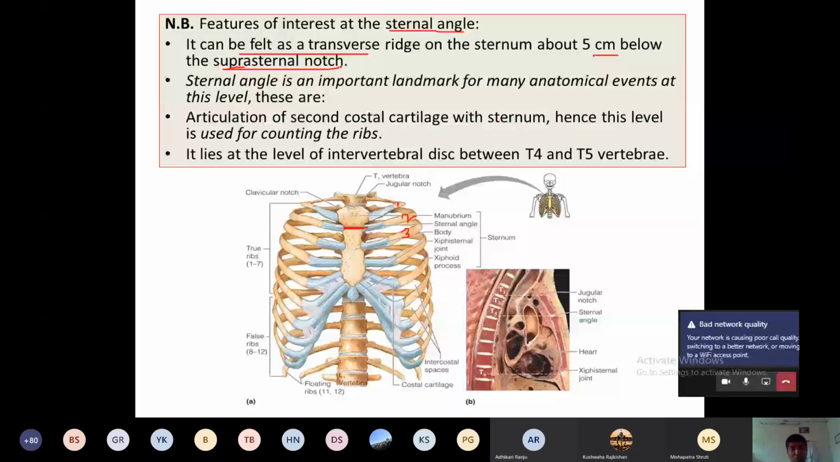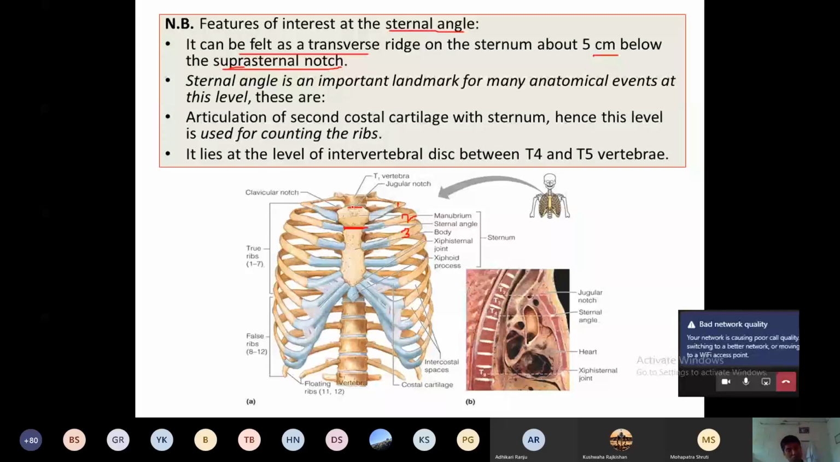What is the suprasternal notch? This one I'm showing you is the suprasternal notch. I can even palpate my suprasternal notch. See here, it is at the root of the neck. At the root of the neck, there is some depressed area.